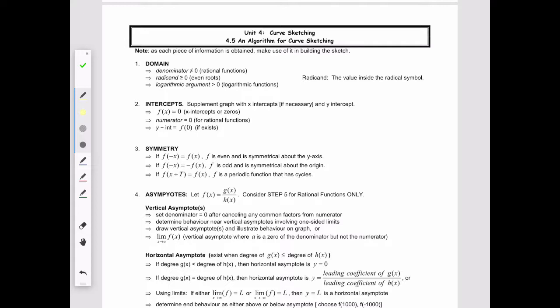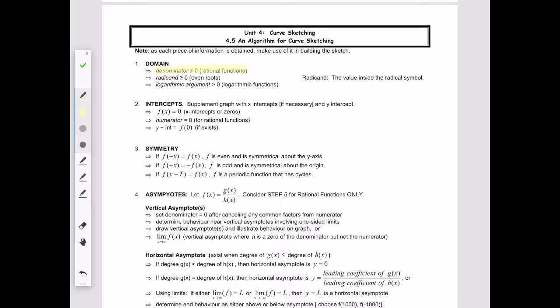So the first thing we're going to do is identify the domain, and basically the big three things I have to look out for is when the denominator cannot equal 0. So that usually happens when there's a rational function, a fraction with a numerator and denominator. The denominator can't be set to 0 because it gives us something that's undefined. So that will be one of the situations.